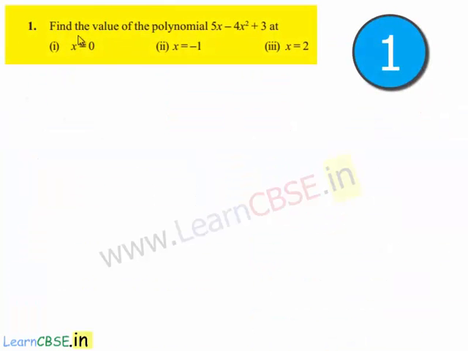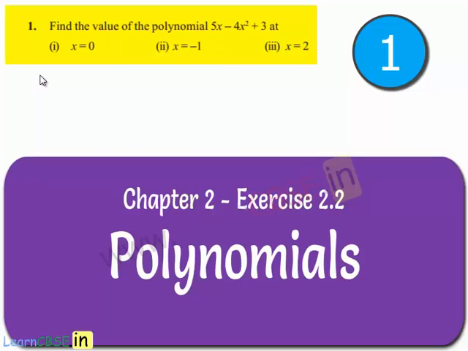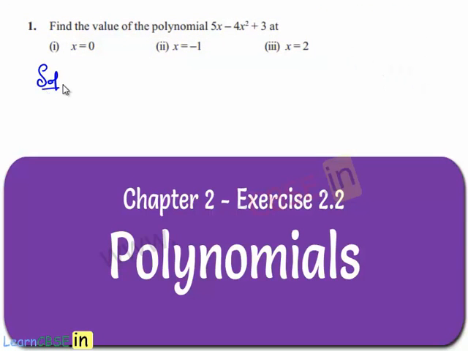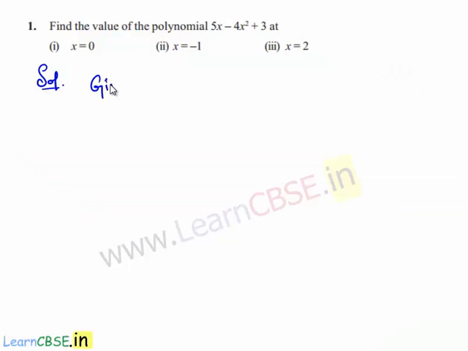Coming to the first problem, find the value of the polynomial 5x minus 4x square plus 3 at x is equal to 0, x is equal to minus 1 and x is equal to 2. So let us see the solution. So the given polynomial is 5x minus 4x square plus 3.